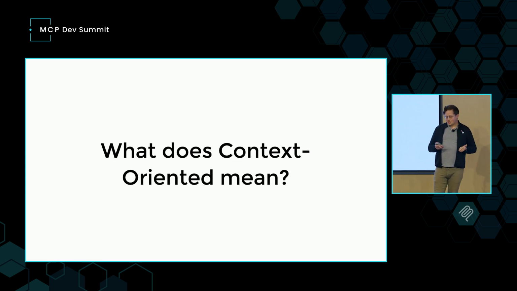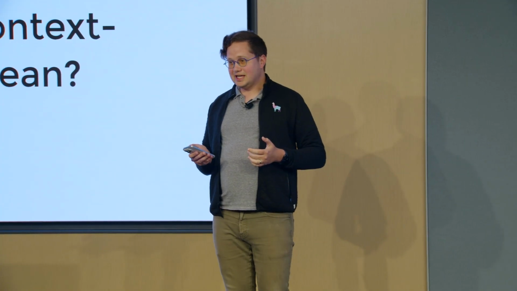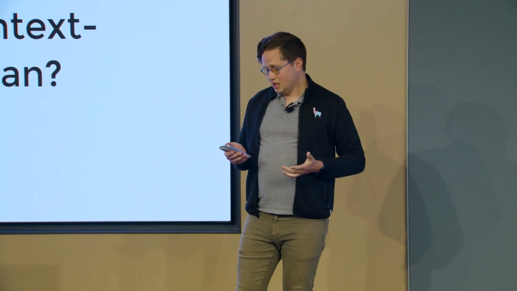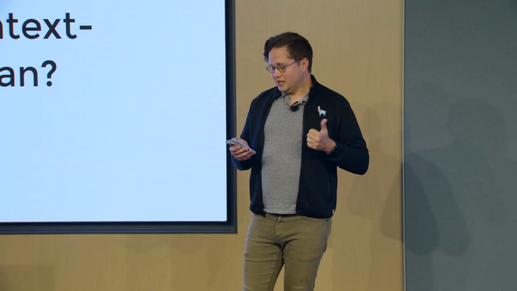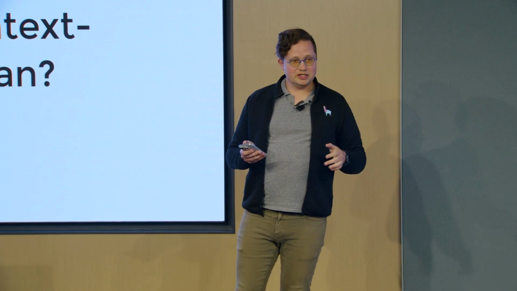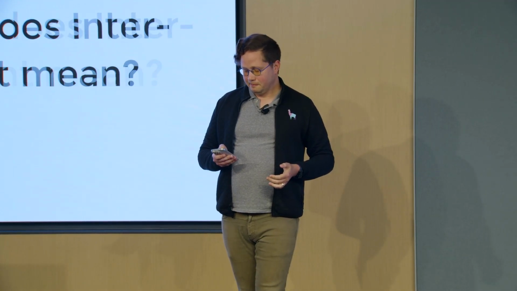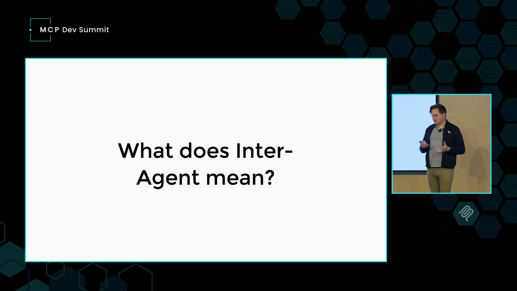Context-oriented means the goal of the protocol is to provide an LLM with context to achieve its goals, so basically tool use. Within this category, MCP stands almost alone, along with agents.json, which I'm going to talk about in a bit. The idea is that the LLM makes a request, it gets a response, it's kind of synchronous, it's kind of fast. Inter-agent means that the goal is for agents to communicate with each other.